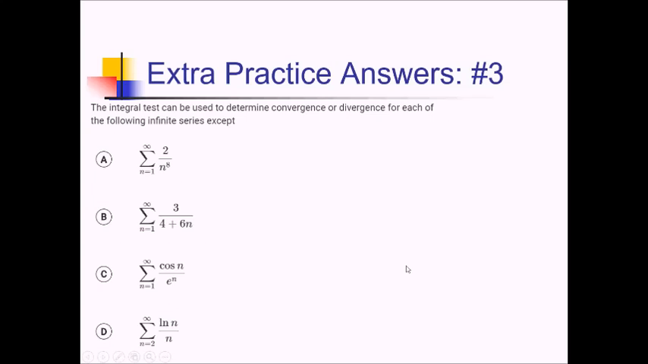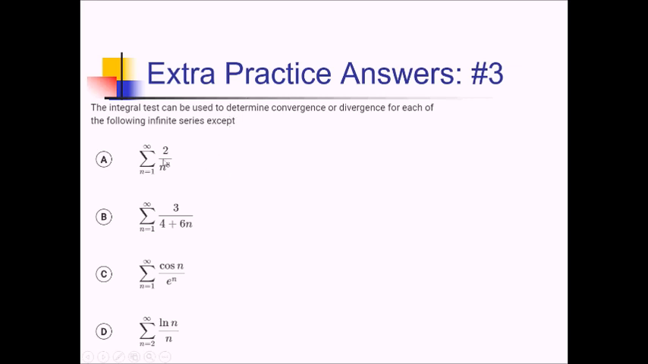On this problem, they're saying the integral test can be used to determine convergence or divergence for each of the following series except which one. So this is where you have to understand the conditions of the integral test, which is that our function must be positive, continuous, and decreasing on an interval. It doesn't necessarily have to be the n value you're starting with for the series, but at some point you need to reach that continuity, positivity, and also decreasingness.